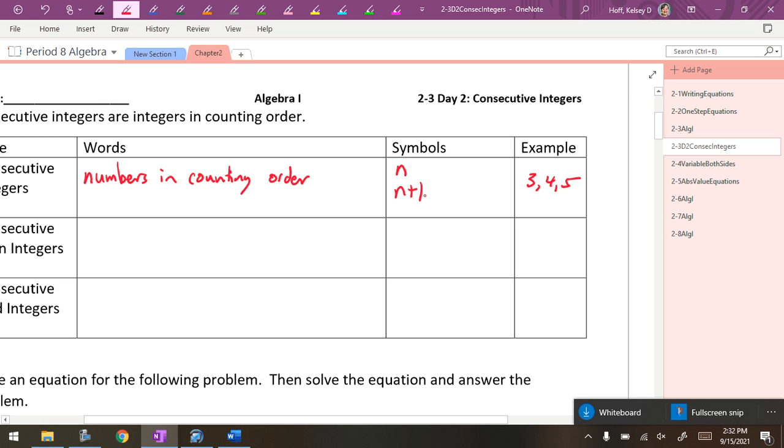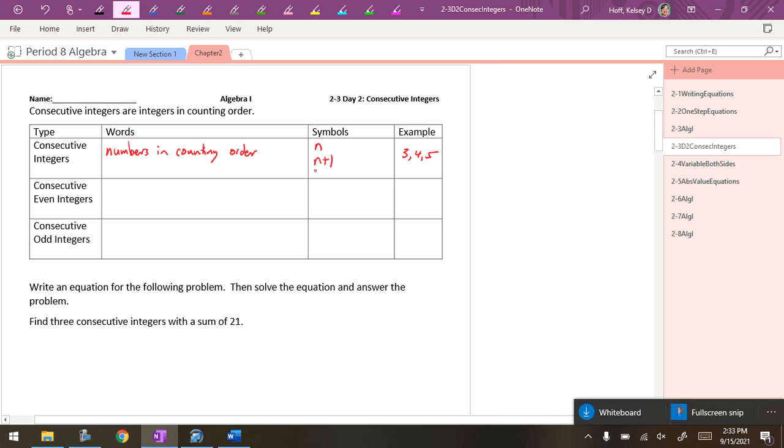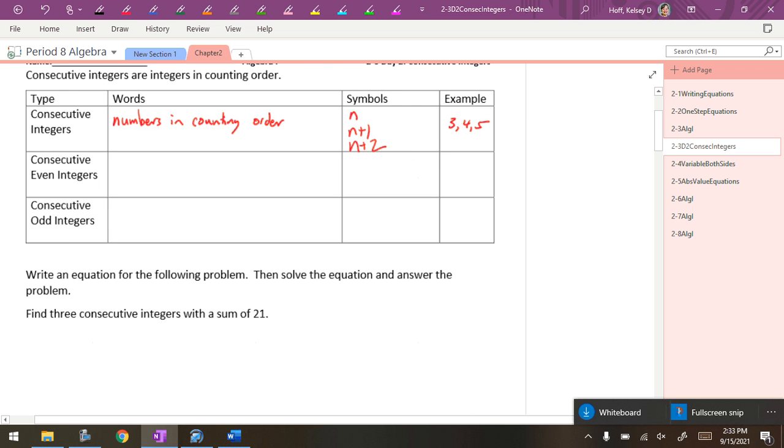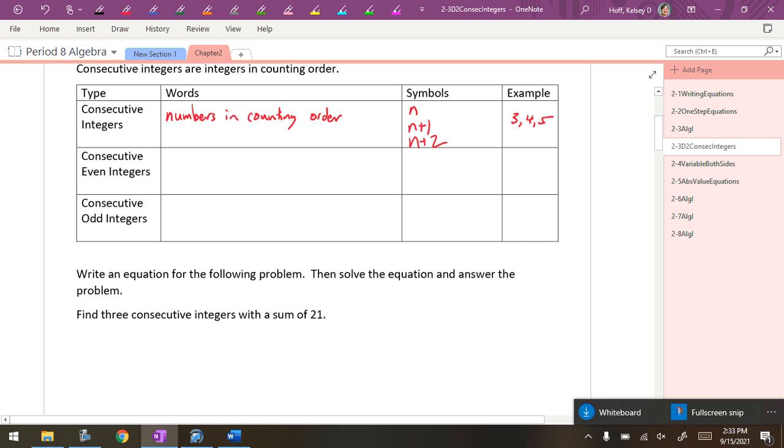Now think before you shout. Raise your hand if you know this answer. I need to represent 5 based off of n. Savannah. N plus 2. So consecutive integers are bing, bing, bing. You're adding 1 to get to the next. Plus 1, plus 1, plus 1, plus 1. So we could continue this. N plus 3, n plus 4, n plus 5, whatever you need. You always start at n. N can be any number you want.